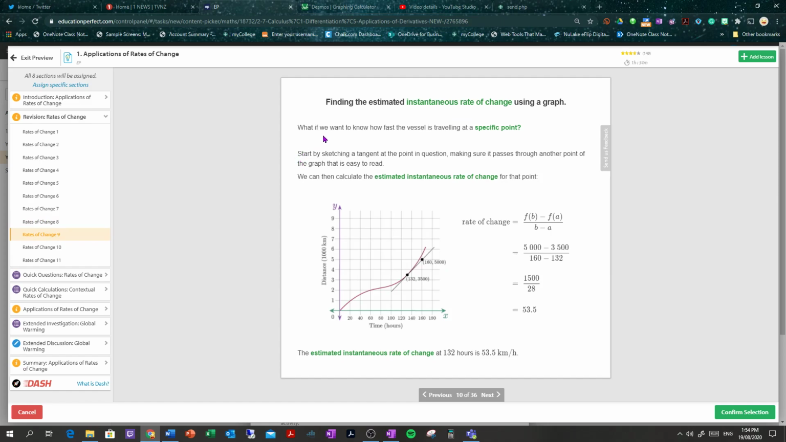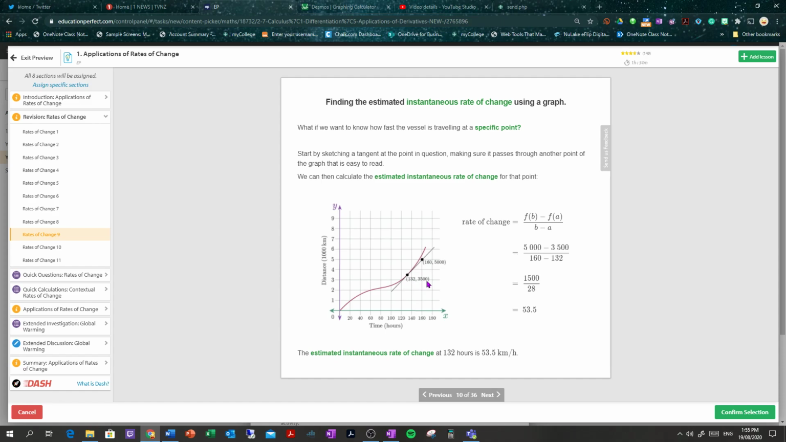However, what if we want to know how fast the vessel is traveling at a specific point? At a single point, not over an interval of time. What we were doing earlier is drawing a tangent line at a specific point on the curve. By sketching a tangent at the point in question, making sure it passes through another point of the graph that is easy to read, we can calculate the estimated instantaneous rate of change for that point.